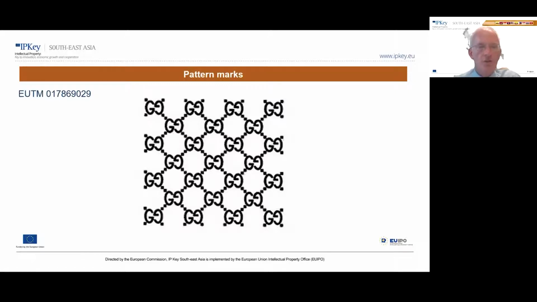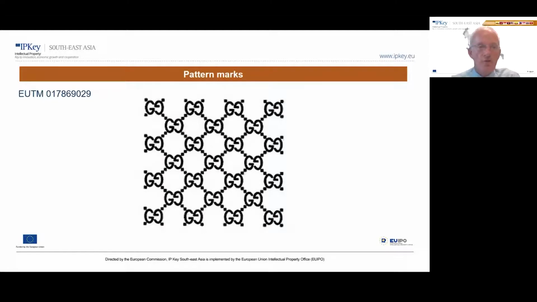And that means that it would be perfectly possible to apply this to a larger area than is actually shown by the pattern mark itself. We can understand the way in which it would be expanded. And so this means that from a formalities point of view, there's no problem.